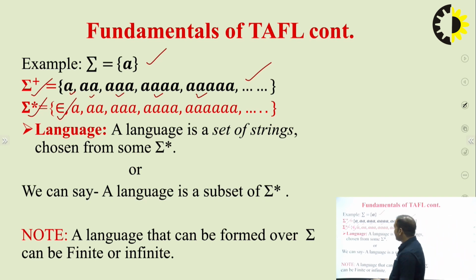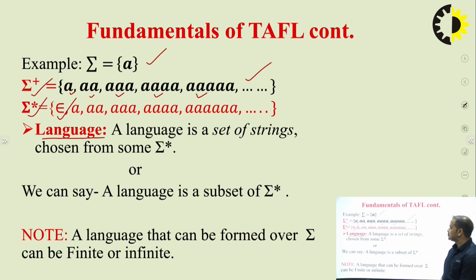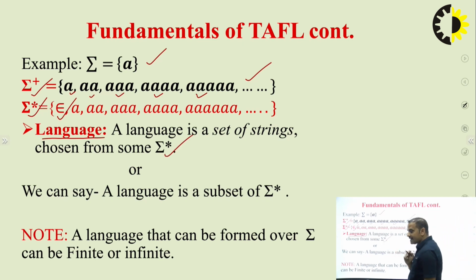Now, the next topic of automata is language. A language is a set of strings chosen from sigma star. That means we have the set of strings, and we take a set from sigma star and construct another set. That set is called a language in terms of automata. But in daily life, language can be defined as a means of communication.